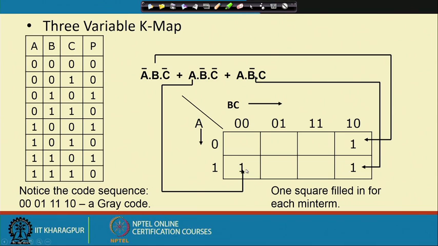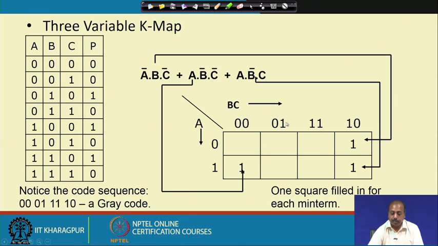So, this is the representation, and then I can do something called grouping, as we were doing in the previous example. One square is filled in for each min term, and here you see one thing about the way we are writing these indices. This is 0 0, 0 1, 1 1 and 1 0. You just keep in mind that it is not like 0 0, 0 1, 1 0, 1 1. It is not the binary ascending order, but it is in some sort of gray code.